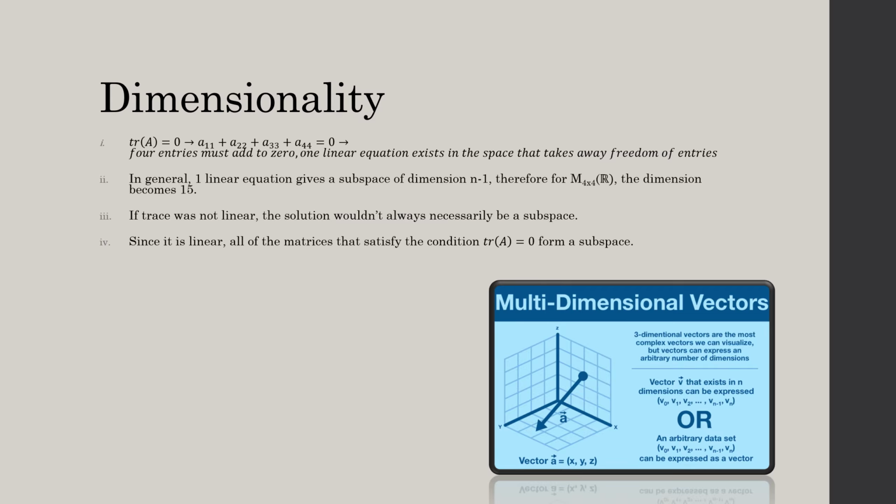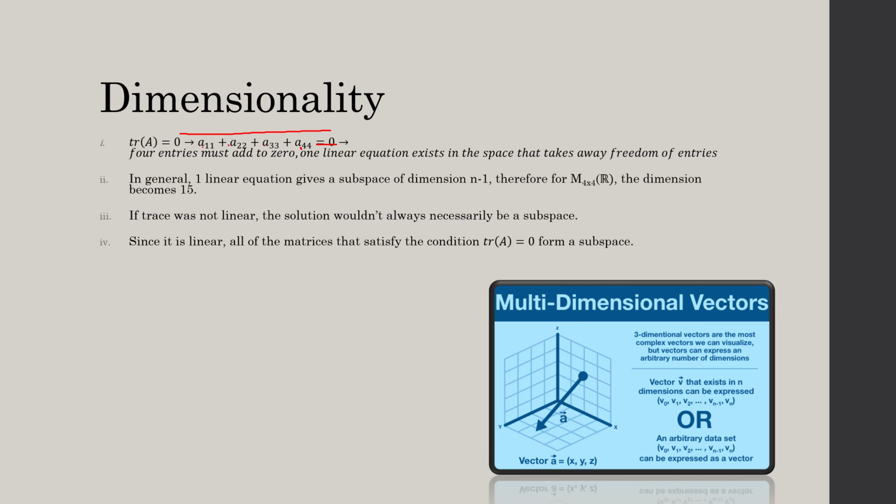Next, to talk about dimensionality, we're going to say that since this trace is a linear equation and everything must add to 0, it takes away our freedom of entries because A11, A22, A33, and A44 for our 4x4 matrices all have to add to 0. So it takes away our freedom of entries because we can't have any random combination of numbers. They must equal 0.